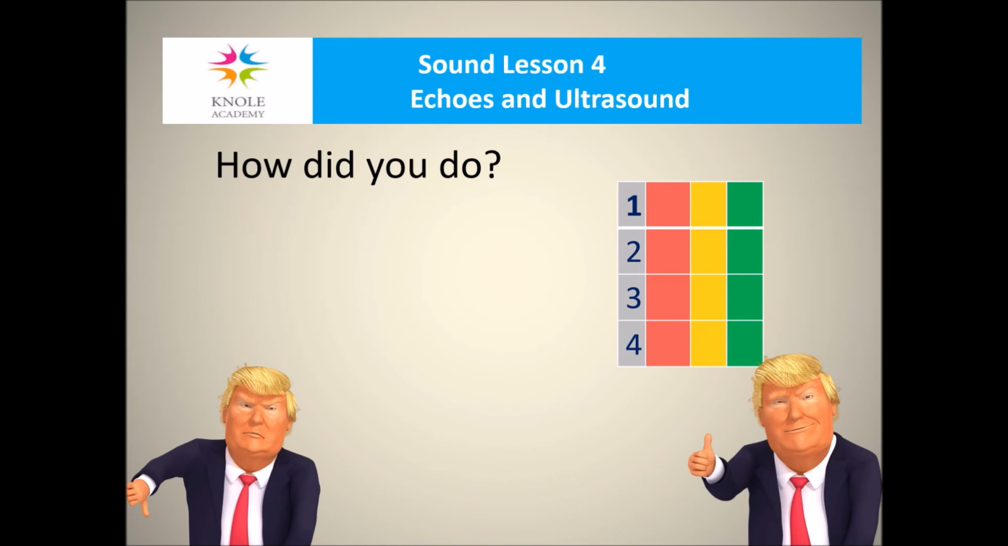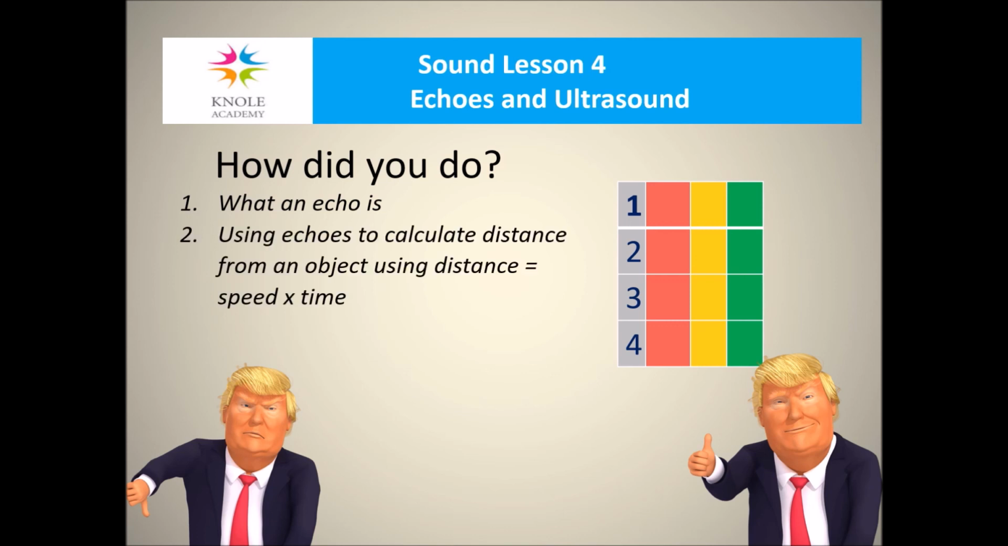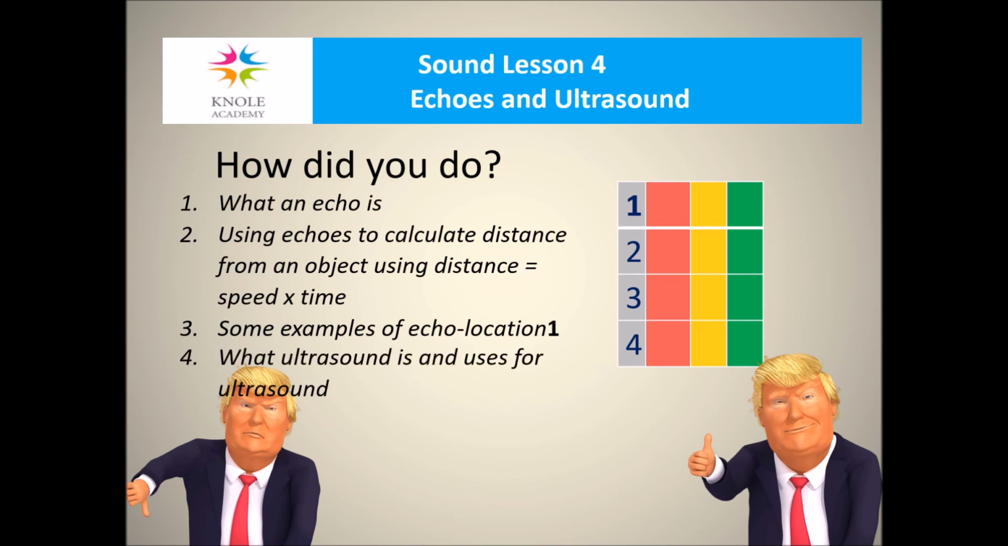So now I'd like you to fill in our little RAG sheet again with red, amber and green against the questions that we were going to learn about today. So do you know what an echo is? Fill it in. Could you use this formula, distance equals speed times time, to calculate how far away an object is? Mark your RAG sheets. Do you know some examples of echolocation and how they work? And lastly, can you give some examples for the uses of ultrasound and what ultrasound is, what frequency it is? So mark the RAG sheet. If you feel you didn't do very well, have a look at this picture. If you feel you did pretty well, have a look at this picture.